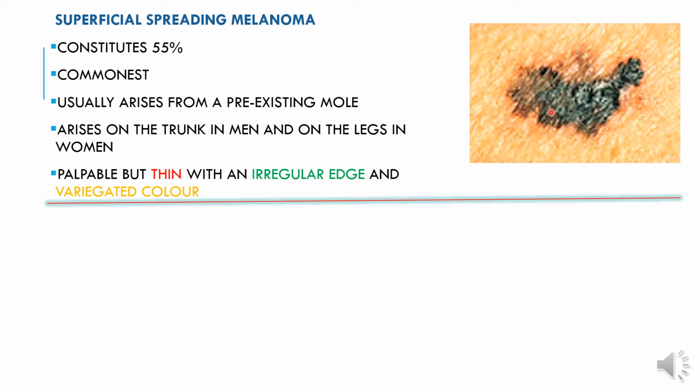So here is a diagram showing a superficial spreading melanoma. The edges are irregular, as you can see in this diagram, and it is thin. It's not raised from the skin, unlike other types, and it has a variegated look. Some parts are dark, and then these other parts are brownish in color.